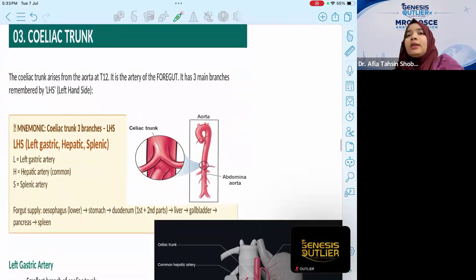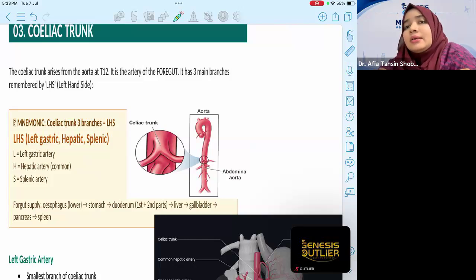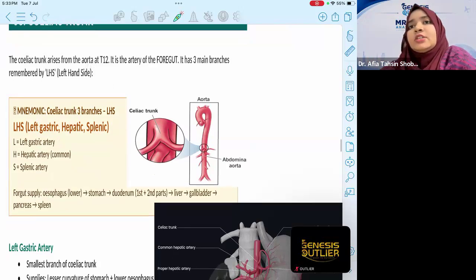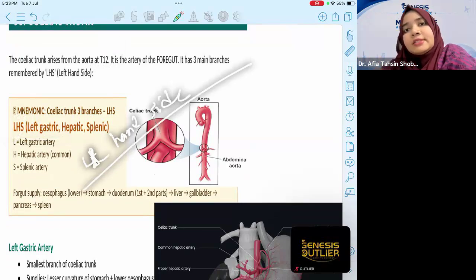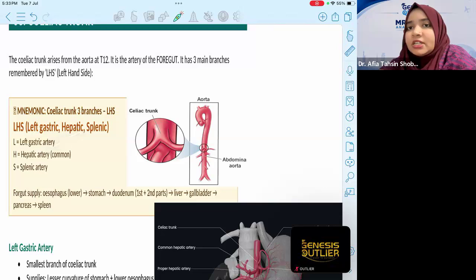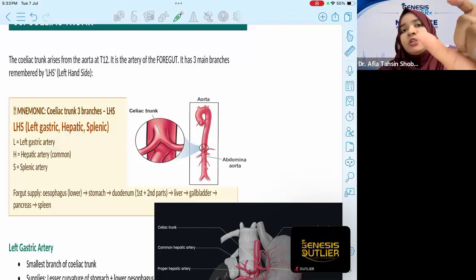Now come to another topic, celiac trunk. The origin vertebral level of the celiac trunk is T12. It has three main branches. We can use the mnemonic left hand side. Left means left gastric artery, H means hepatic artery, here you will get common hepatic artery, and S is splenic artery.